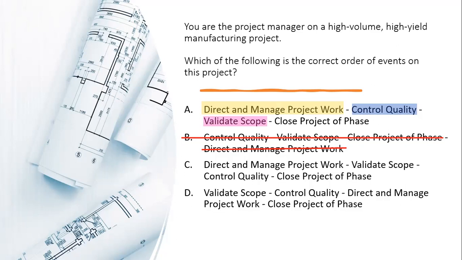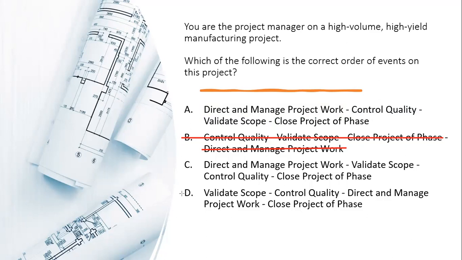The last process, close project or phase, is very straightforward. This is where you transition the accepted piece of work to the customer. In other words, we would say the accepted deliverable is being transitioned to the customer. So, with that in mind, we can eliminate any process where control quality does not come before validate scope. So, let's take a look at the other options.